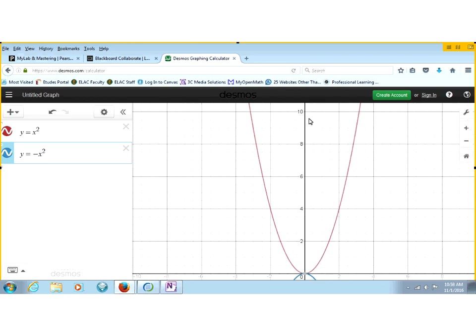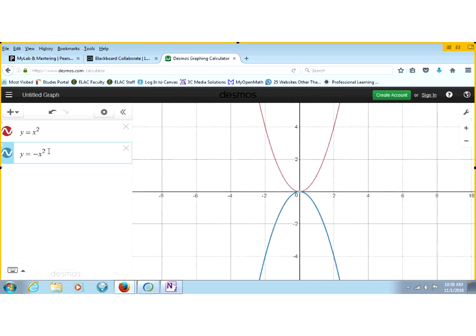Where is the axis of symmetry? So let's look at y equals x squared. The axis of symmetry passes through the vertex. Okay, so let me erase this one. What about y equals 2x squared? Do you think it's narrower? Okay. So 2x squared. See, it's narrower.